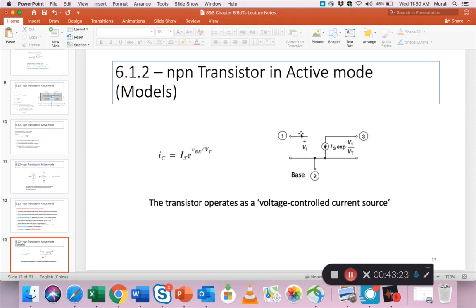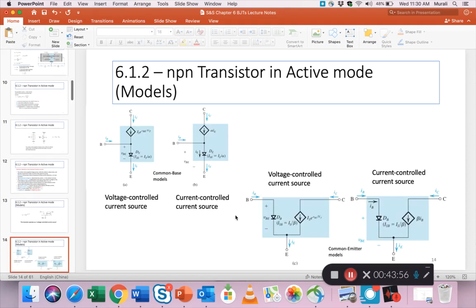Okay, so that's the way you can visualize this relationship, and then we say the transistor operates as a voltage controlled current source. So it's a current source, and that is the collector current. In most cases the collector current depends on the base emitter voltage VBE, but otherwise it operates almost independent of any other factor. So that's the way to visualize one model.